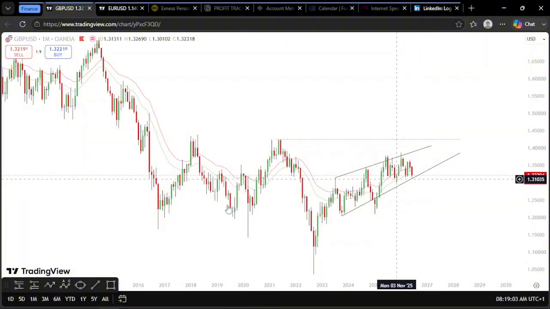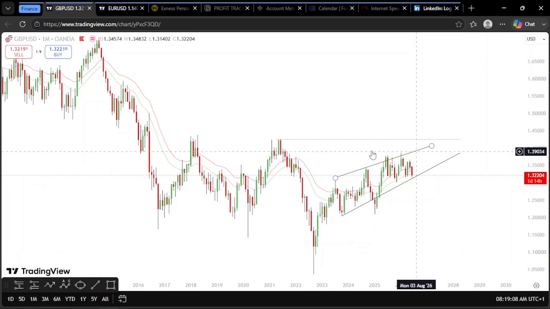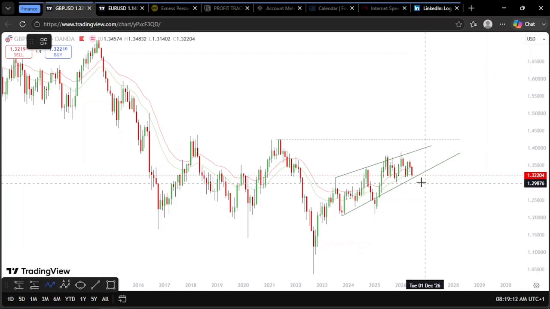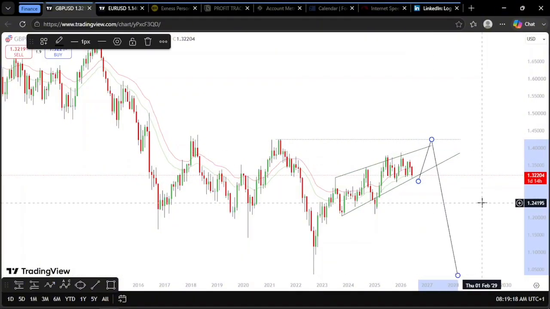So what I would have been looking for was to either take an opportunity here, which I've already missed, or still wait for price action to come here, then you can look to take the sell all the way down here. So that's my expected direction on the monthly time frame.